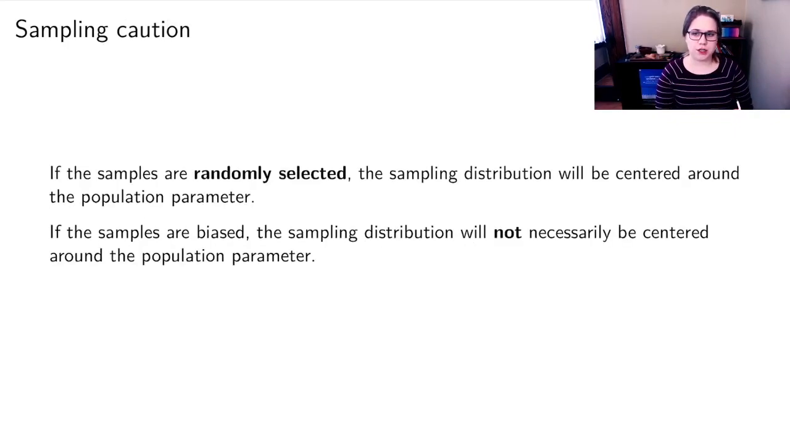Just a word of caution, if the samples are randomly selected, then the sampling distribution is going to be centered in that nice way. But if the samples are biased, the sampling distribution won't necessarily be centered there, and all sorts of things could go wrong in your analysis. So this is why statisticians really like those random samples.